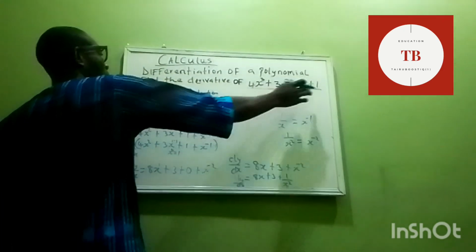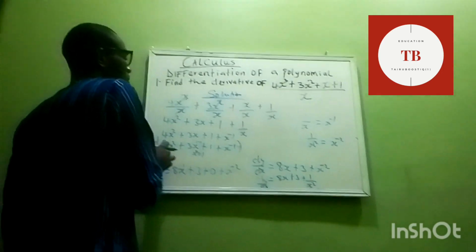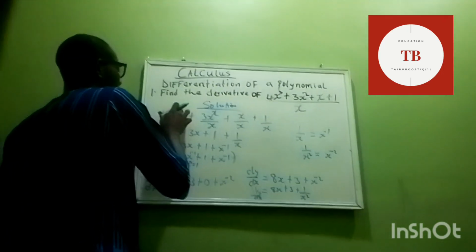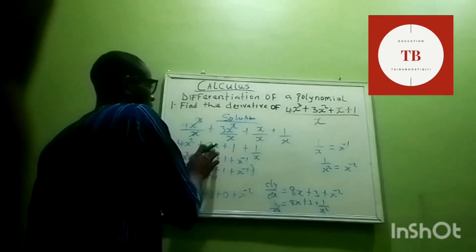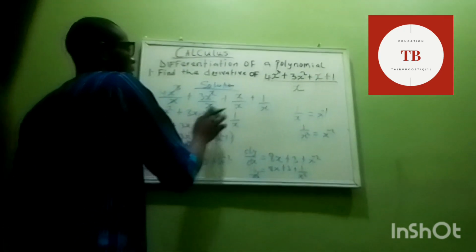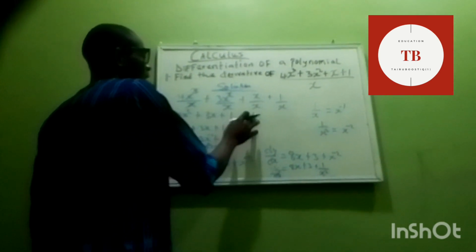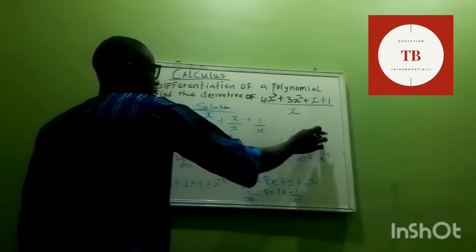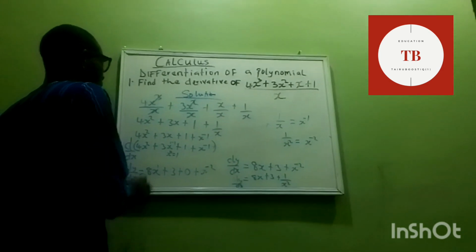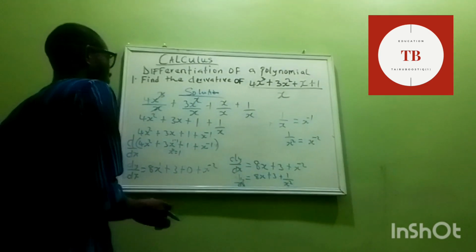Whenever you have this question of this kind, first of all divide all through by x. From there, you now differentiate. When we divide, x cancels x squared, we are left with 4x squared. x cancels x squared, we are left with ordinary x. x divided by x is 1. Then this one doesn't have any x, it's 1 all over x. From there, according to the law of indices, we can write 1 all over x as x raised to power minus 1. From there, we have 4x squared plus 3x plus 1 plus x raised to power minus 1.